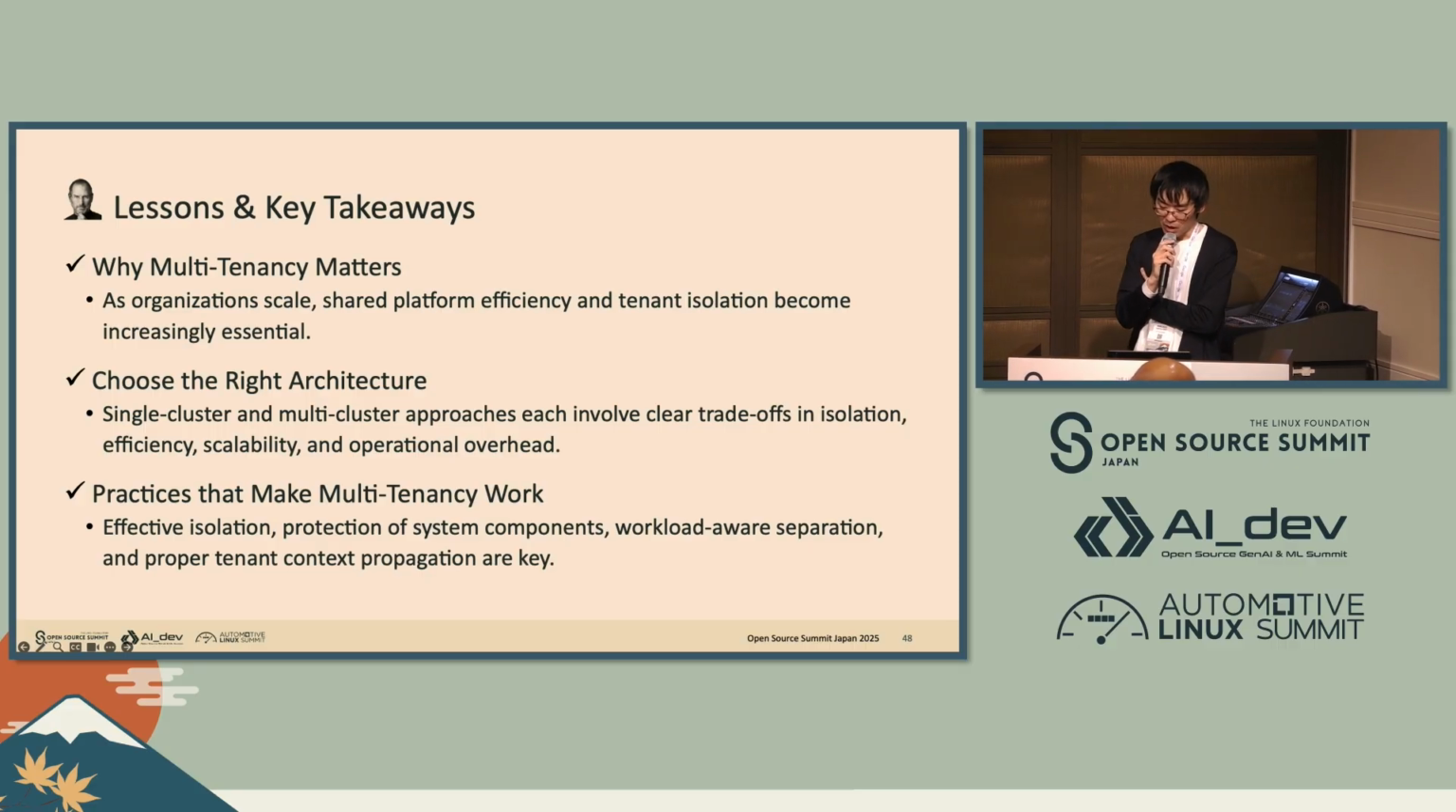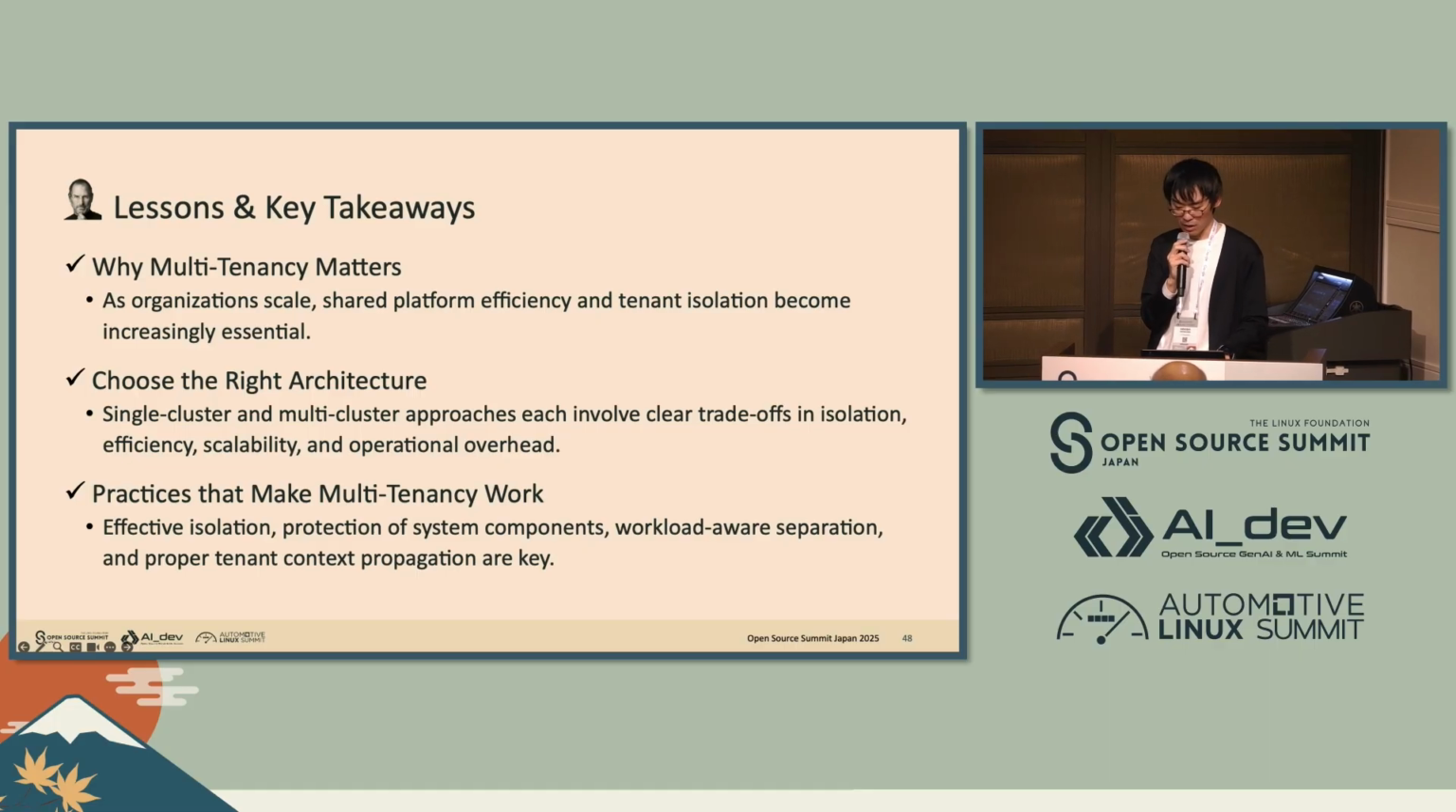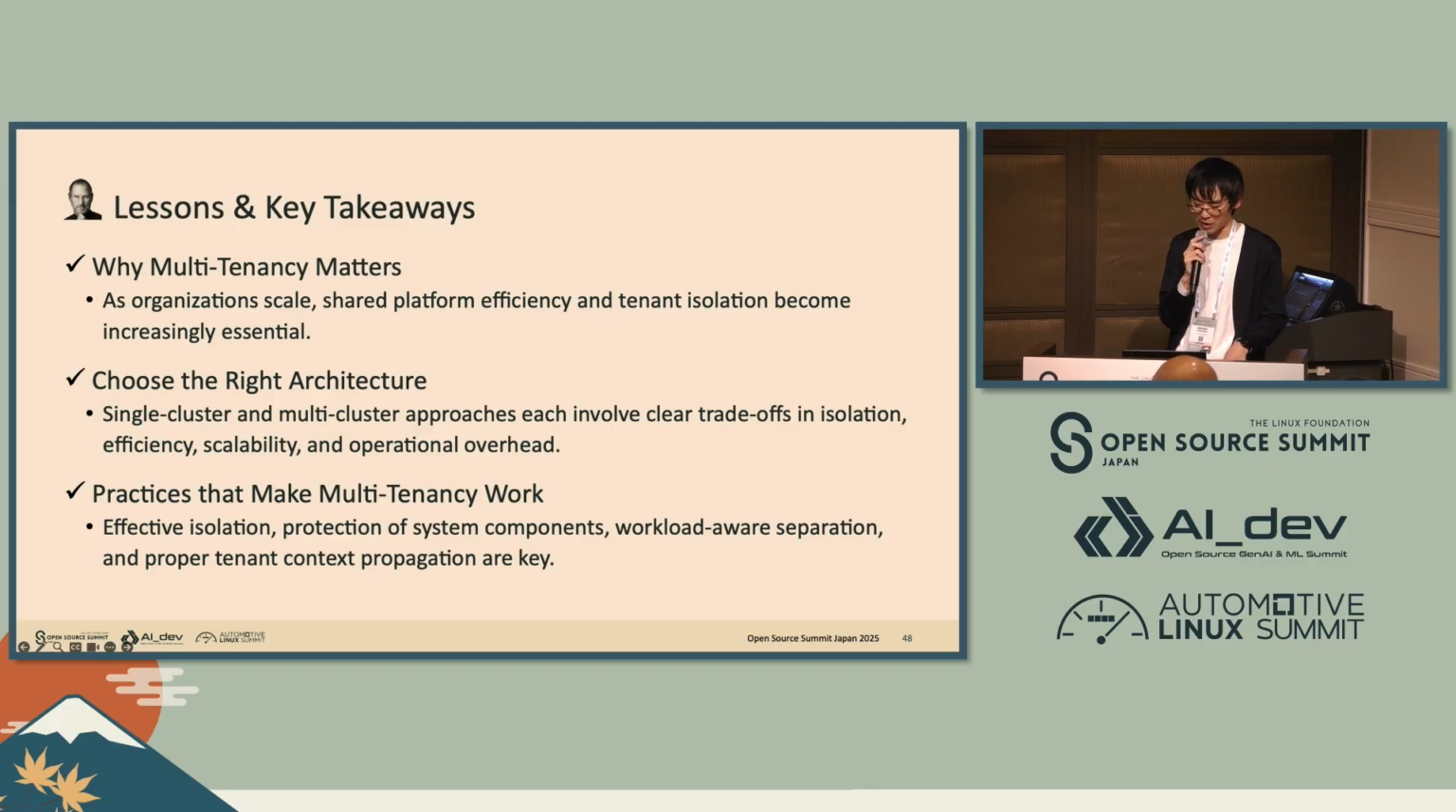Next, we looked at architecture patterns for multi-tenant platforms. We covered both the single cluster and multi-cluster models, and we discussed their trade-offs. The key point is that the right choice depends on your organization's requirements. Finally, we went through several concrete best practices. There are many techniques you can apply, so feel free to revisit the slides and refer to them when you need to.